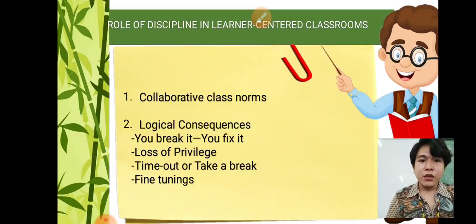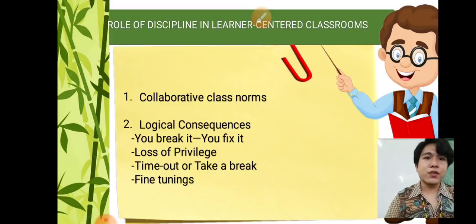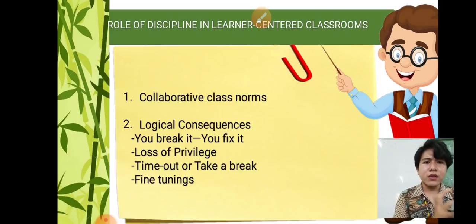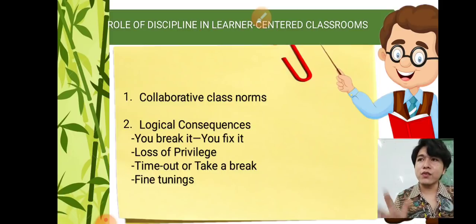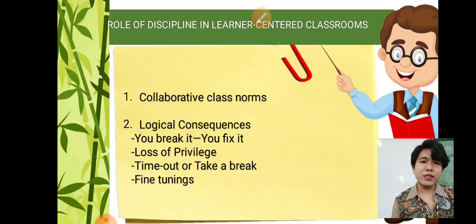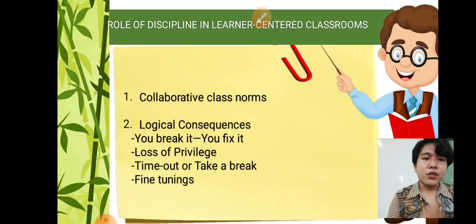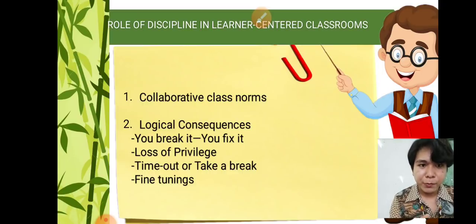For example, they tend to vandalize your class or your chairs, doing drawings. Or if your students are misbehaving in your class, what consequence will they face? So we have examples here. You break it, you fix it. For example, a student vandalized and drew on the table. Therefore, you're the one who drew that, vandalized our chairs, which is not your property. Therefore, you will be the one who will fix it. So you sand it and varnish it.